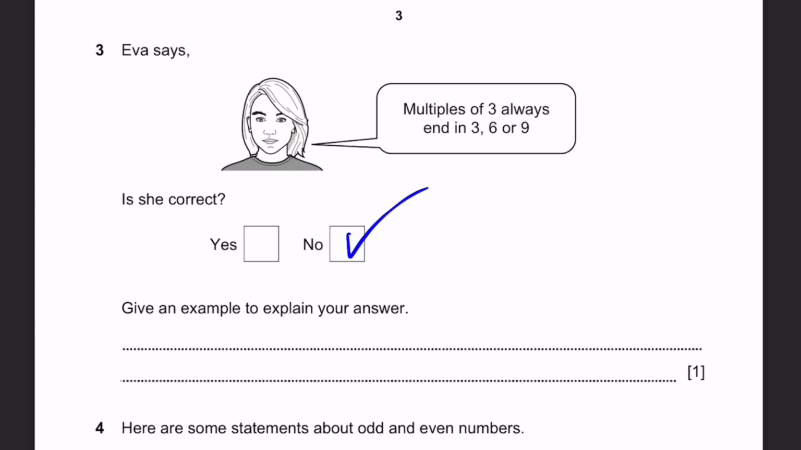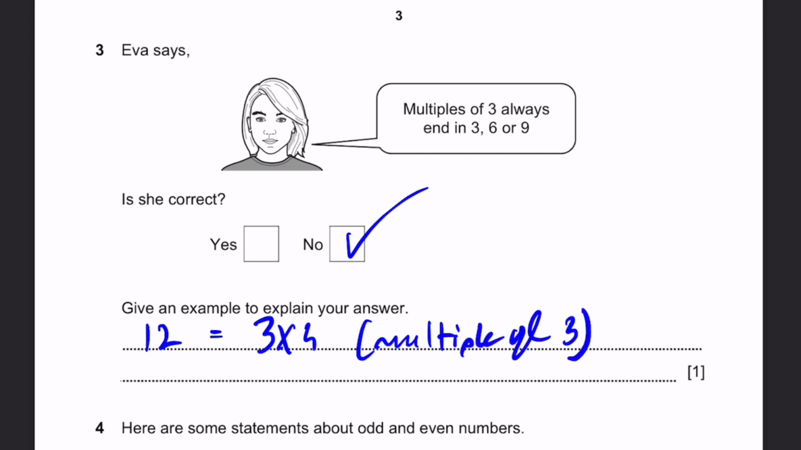The answer is no, because for example, 12 is 3 times 4, and that is a multiple of 3, right? And this does not end in 3, 6, or 9. So the answer is no.